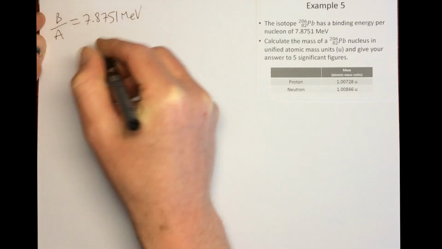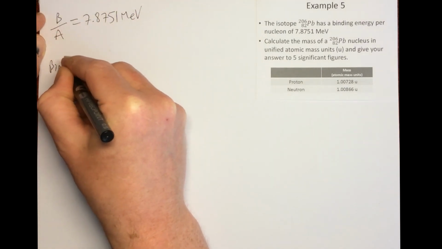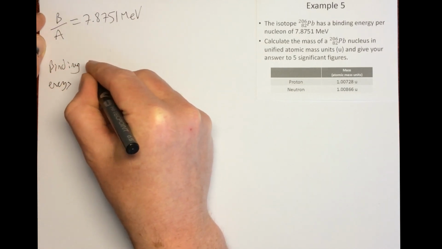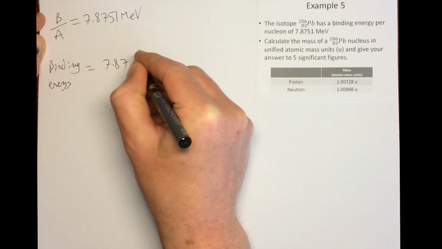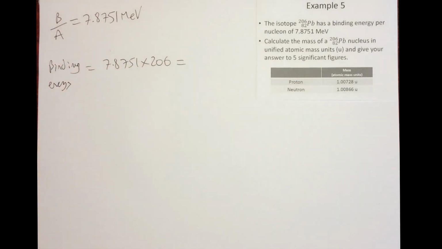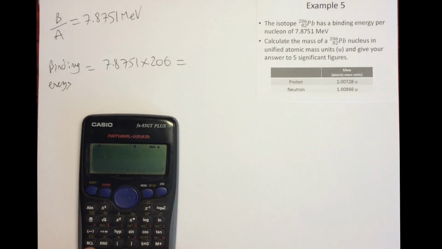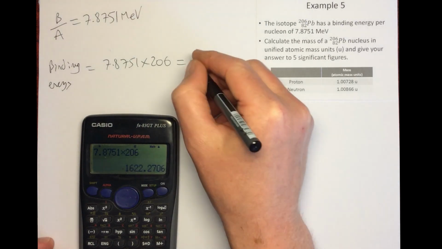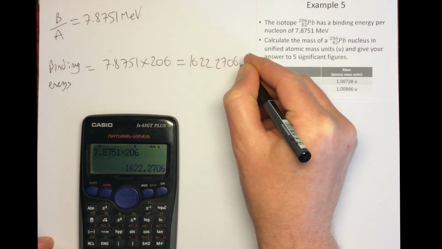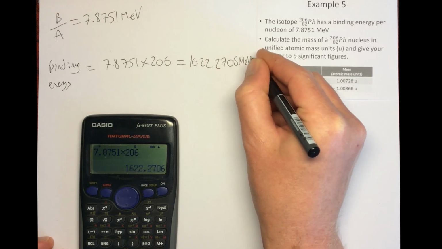7.8751 mega electron volts. So we can work out the binding energy by doing 7.8751 multiplied by 206, okay? So if we do that, 7.8751 multiplied by 206, that gives us 1622.2706, and that is mega electron volts.